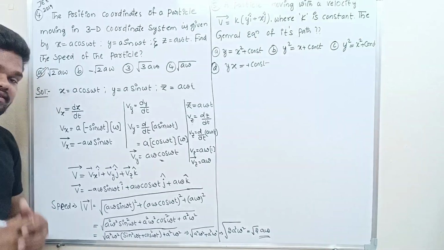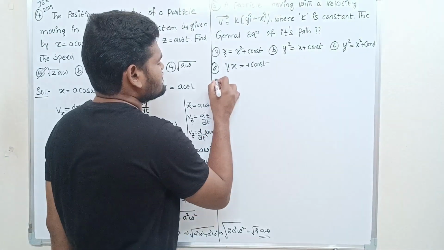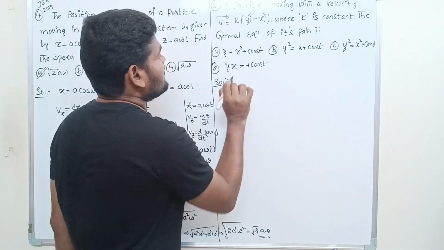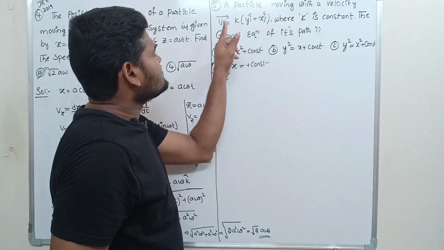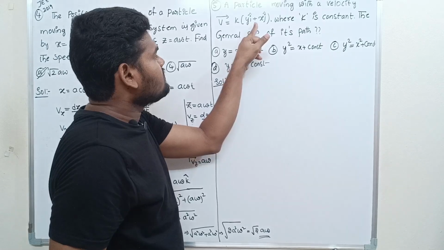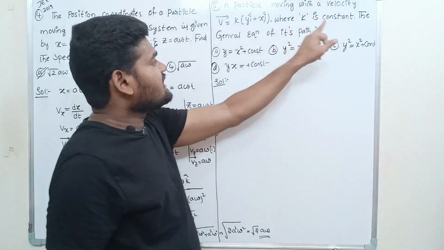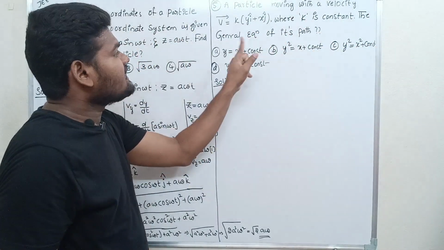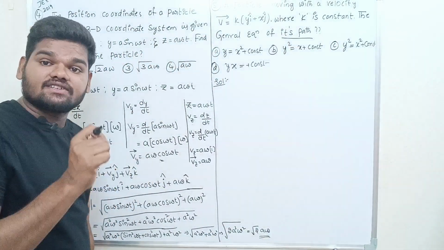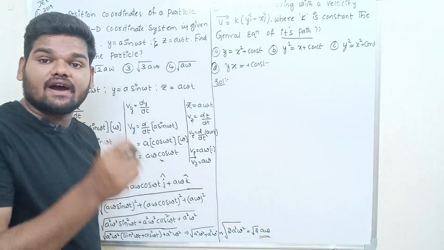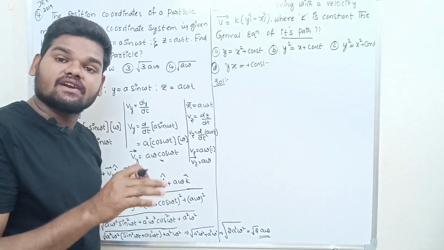Right. So let us see the solution for this. What is the question they have given? Have a look. A particle is moving with a velocity v bar equal to k into y i cap plus x j cap, where k is a constant. What is the general equation of its path? What are they asking? The general equation of the path of that particle. Path means what? Distance or displacement, whatever it is.